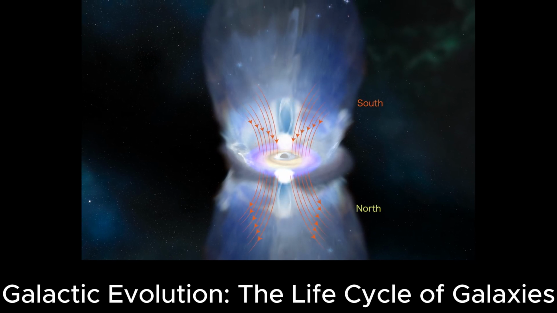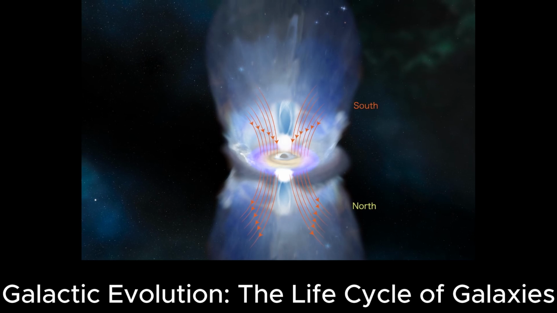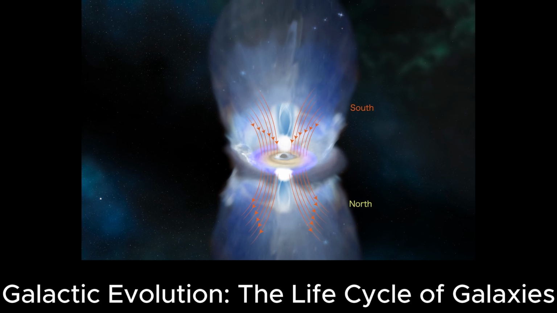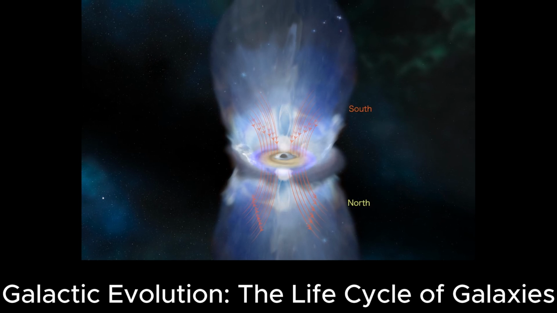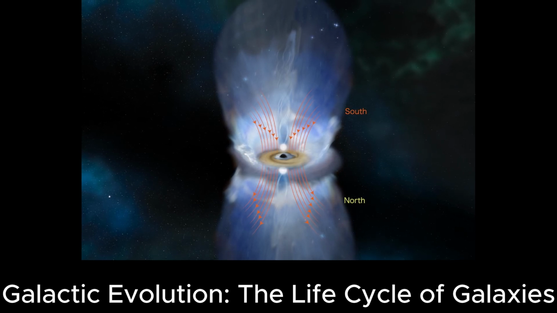Modern telescopes, like the James Webb Space Telescope, allow us to peer into the distant past, observing galaxies as they were billions of years ago. These observations provide valuable insights into the life cycle of galaxies, from their birth to their eventual transformation.